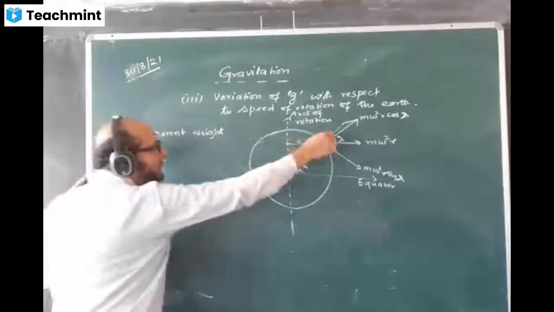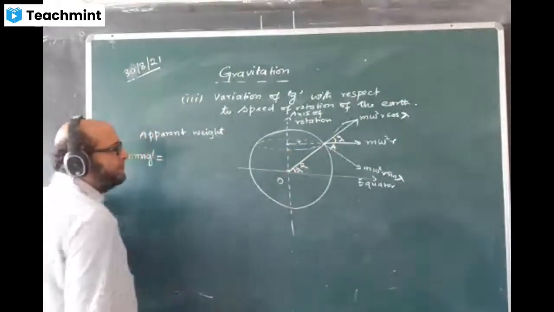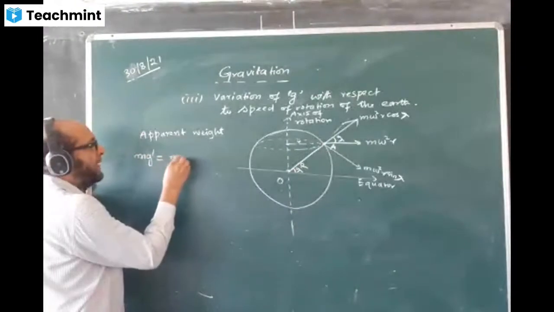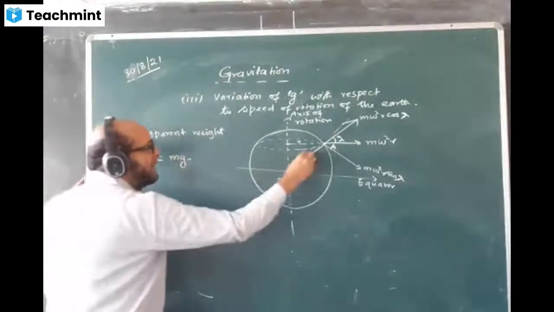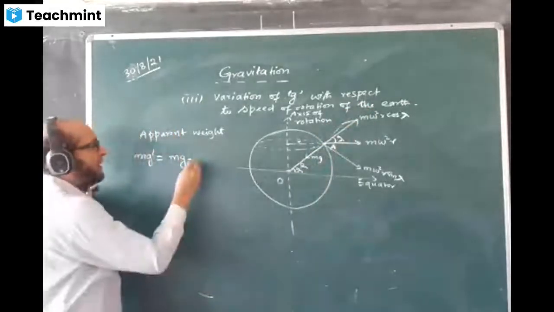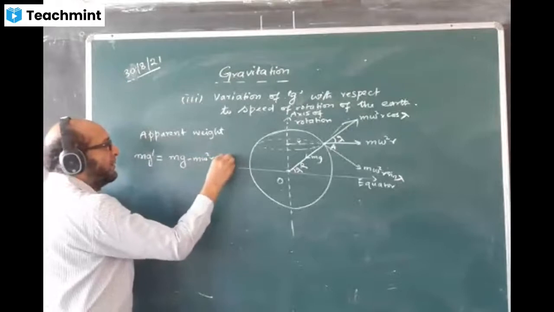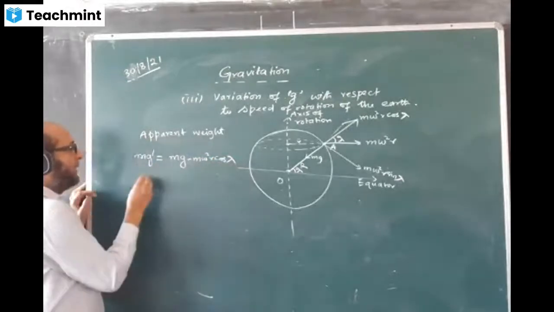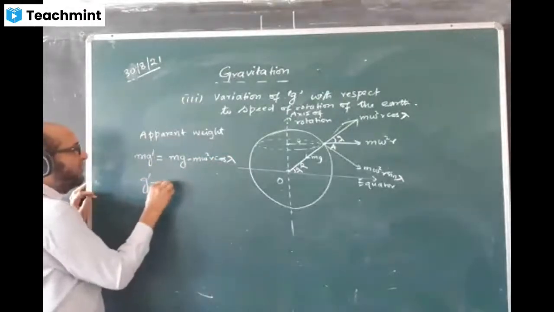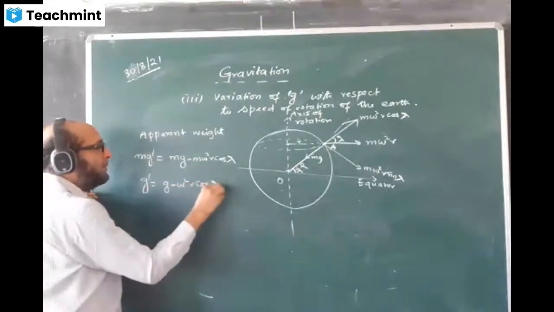Total net weight will be towards this. Here we write actual weight is mg, acting here like this, and this component is in the opposite direction. I'll write mg minus m omega squared r cos lambda. M is common and cancels. You get g dash is equal to g minus omega squared r cos lambda.